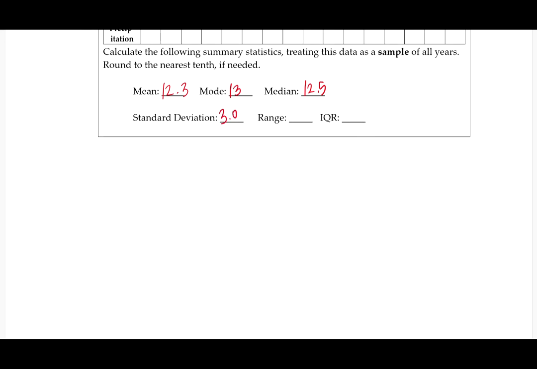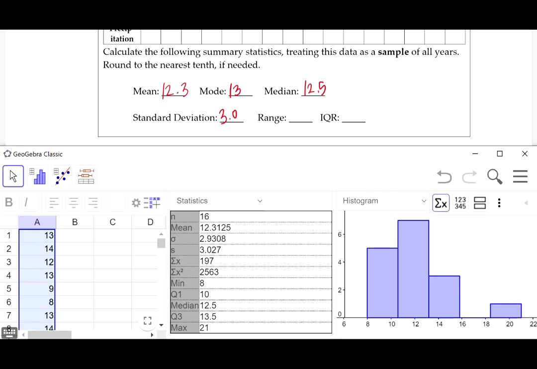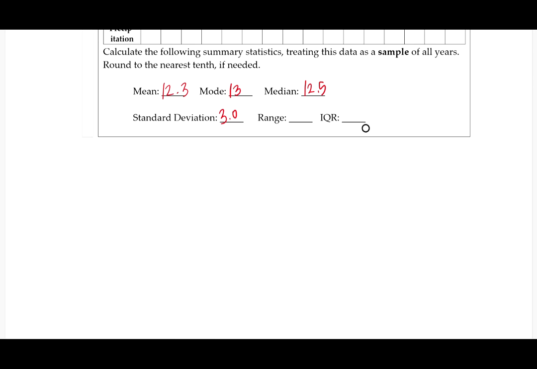The range is also not given directly by GeoGebra, but the range is the maximum minus the minimum. So the maximum is given here as 21, and the minimum is 8. So I'm going to write that underneath, 21 minus 8, and 21 minus 8 equals 13.